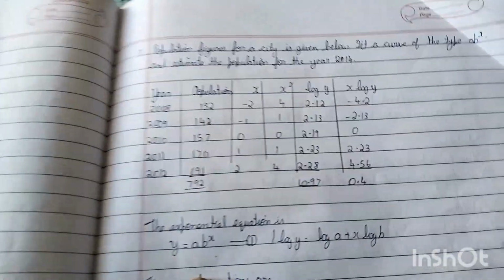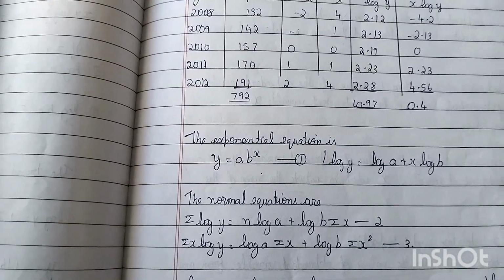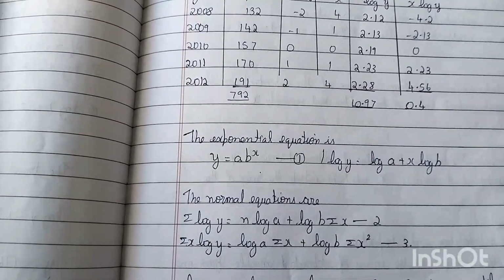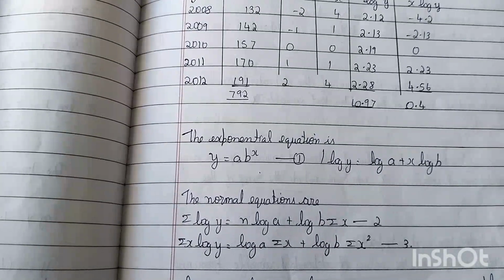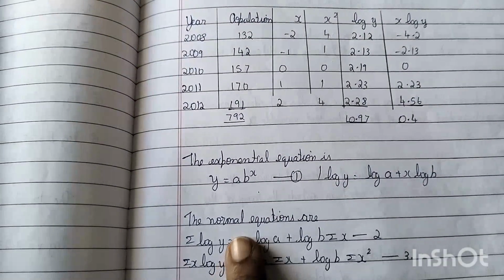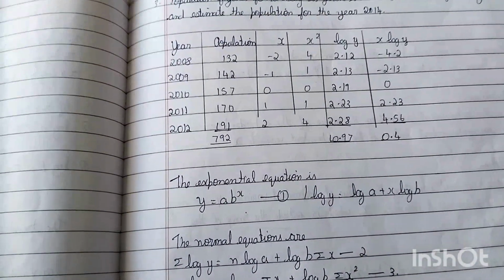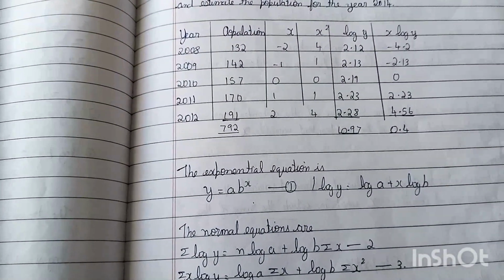And the exponential equation is y is equal to ab to the power of x. And the normal equations are summation log y is equal to n log a plus log b summation x, and summation x log y is equal to log a summation x plus log b summation x square. And then log a is equal to summation log y by n, and log b is equal to summation x log y by summation x square.